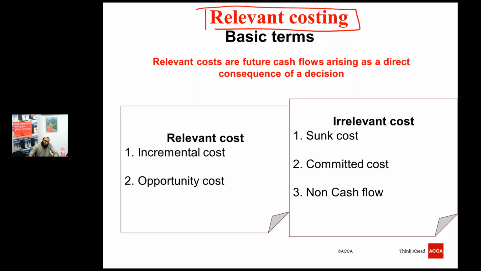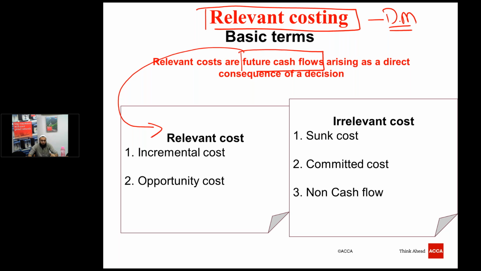Relevant costing is a decision-making technique. You need to understand the basic terms. For a cost to be relevant for a decision, it should be, number 1, a future cash flow. If a cost is to be relevant for a decision, it should be a future cash flow. Okay?